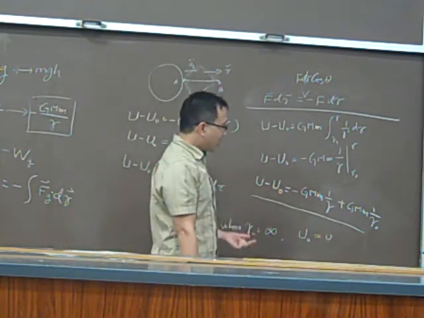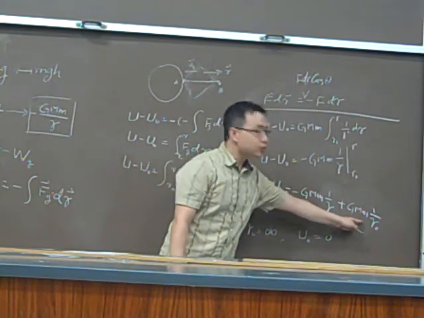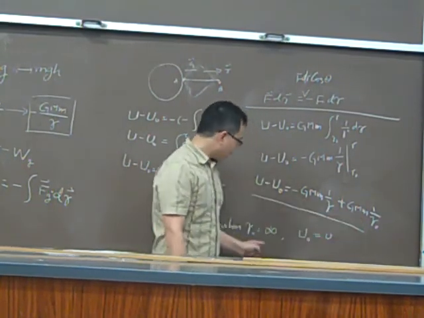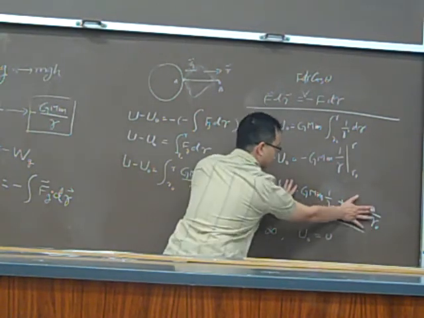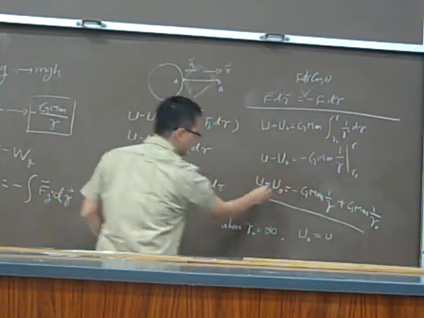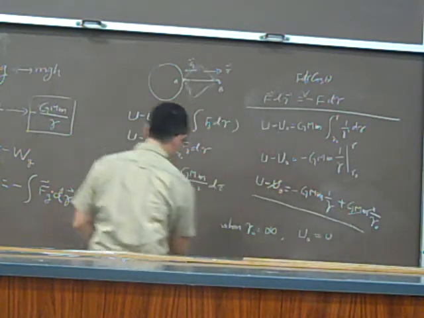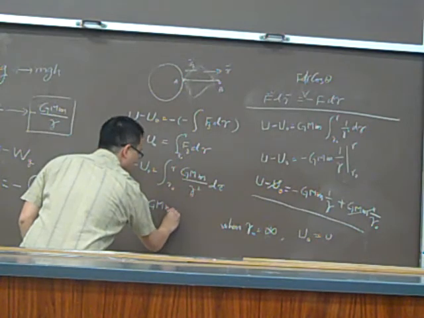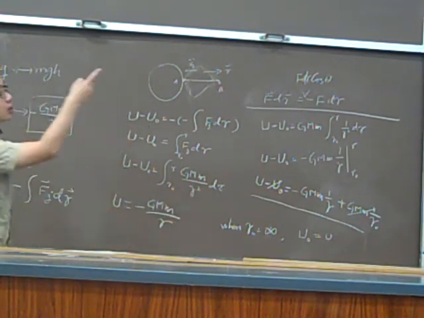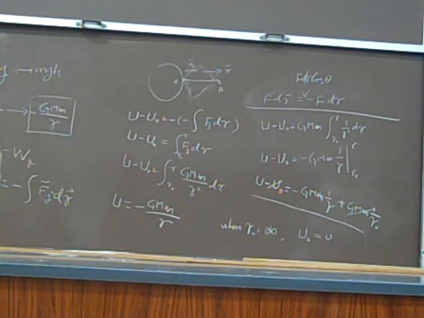Yeah, because I want to get rid of this term. So when R naught equals infinity, 1 over R naught equals 0. So both of them will go away. So finally, this is 0, this is 0. So you get U equals negative G capital M small m over R. So that's how we get that expression.